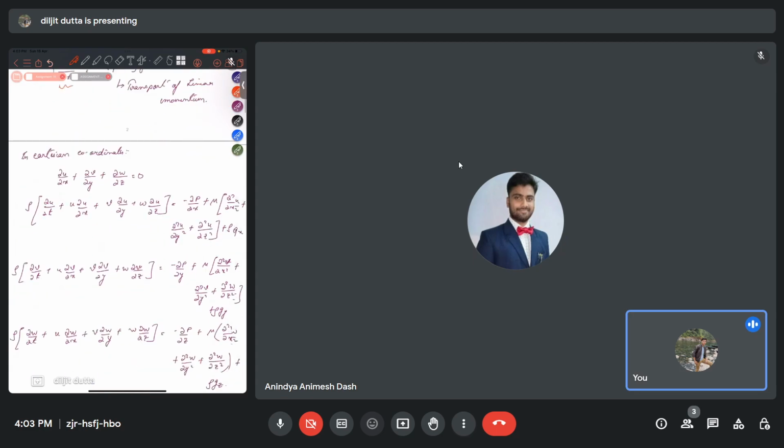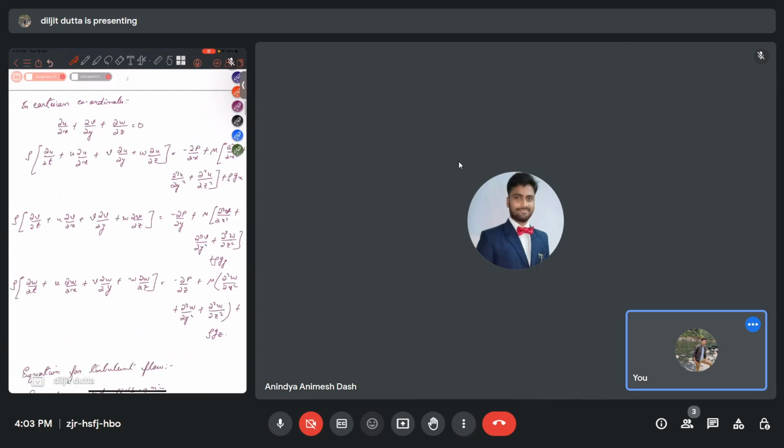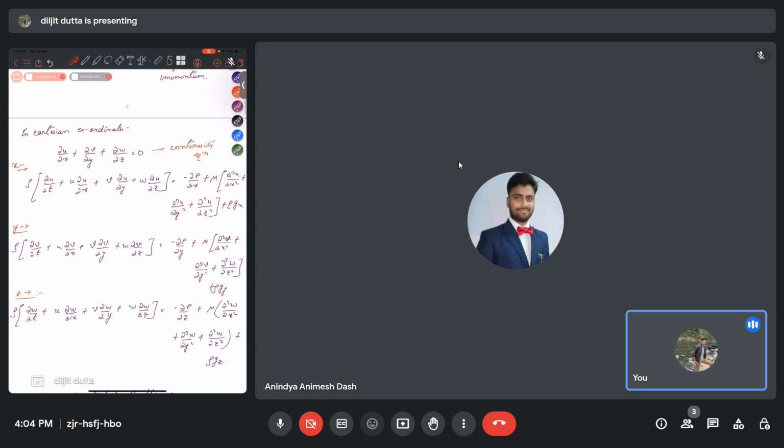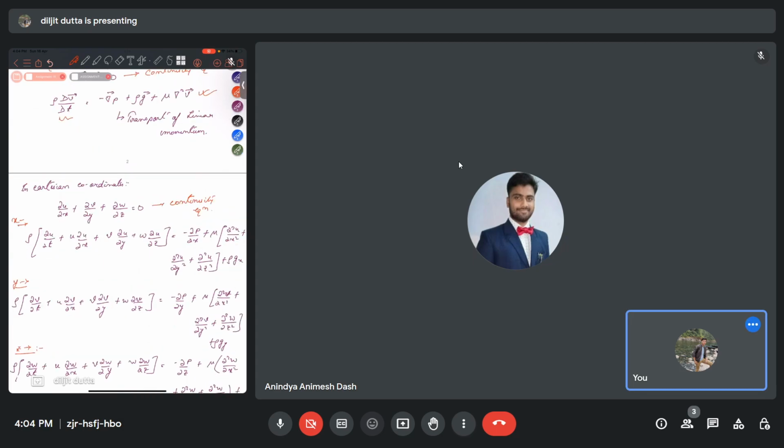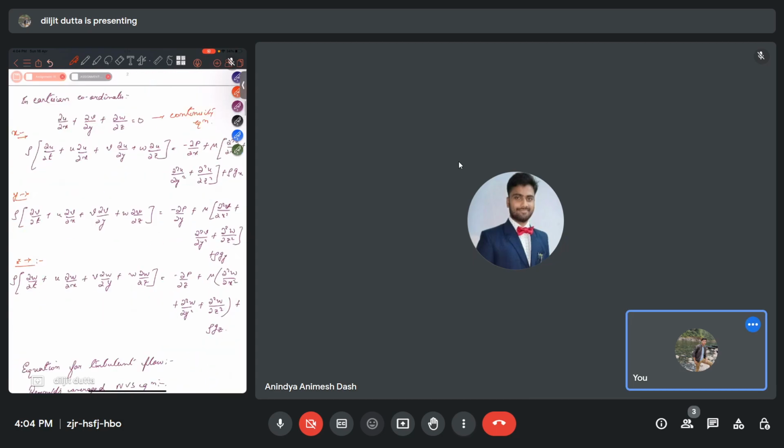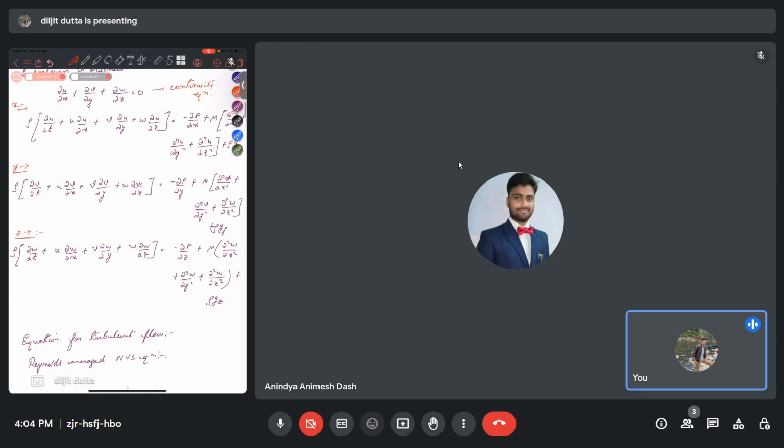If we write this equation in Cartesian coordinates, we will get the following three equations. This is the continuity equation. This is the momentum in x. This is the momentum in y. And thirdly, we will have momentum in z. So this is just the expansion of the vector form. We've seen these formulas before also.